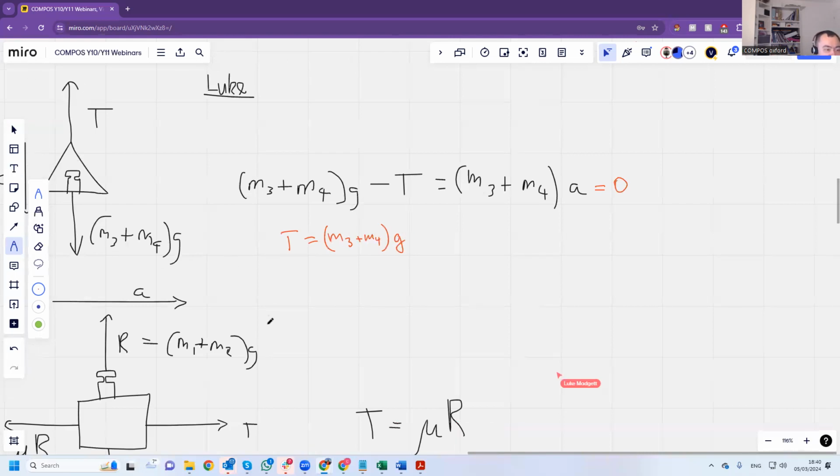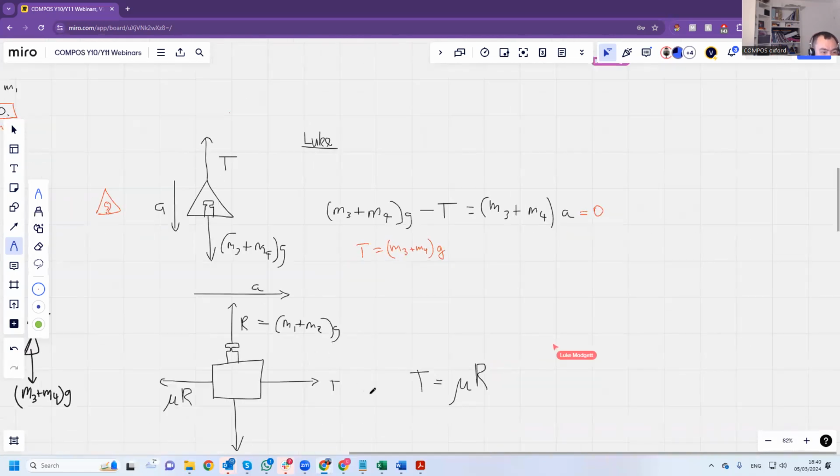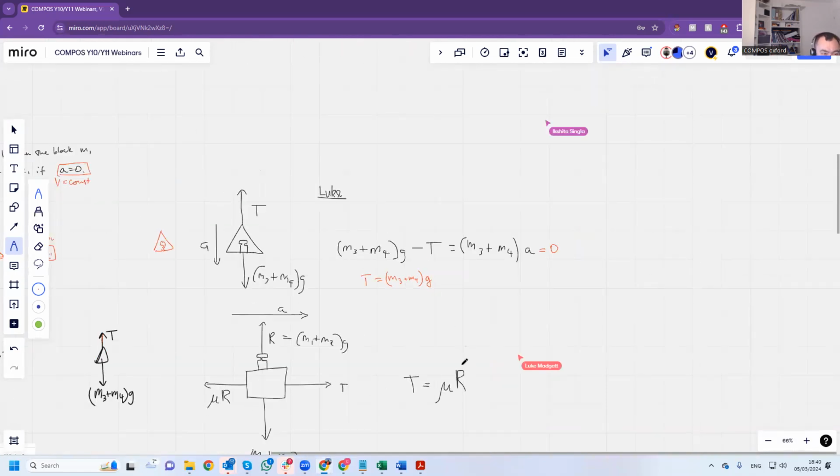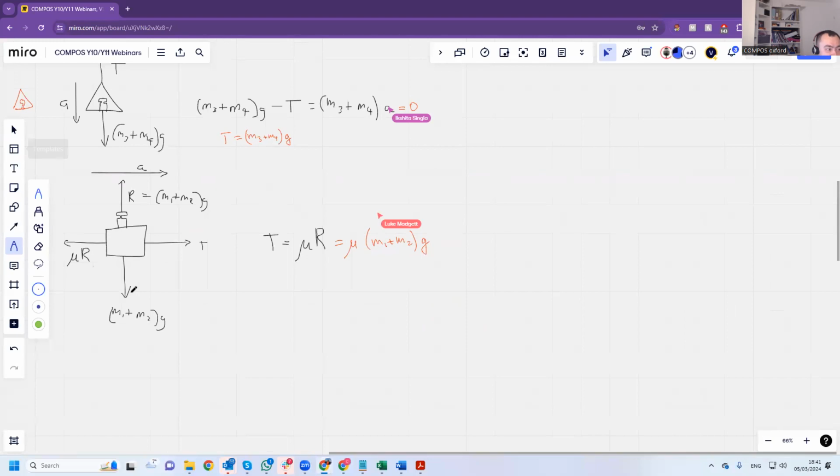And from here, T is mu R. Yes, correct. And I will expand on that. So it's mu multiplied by M1 plus M2 g. And you can plug that in to here. And you can solve simultaneous equations. That's why the maths topic is simultaneous equations, so that you can work on that.